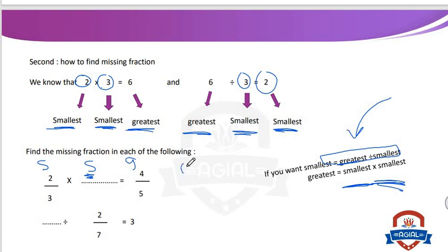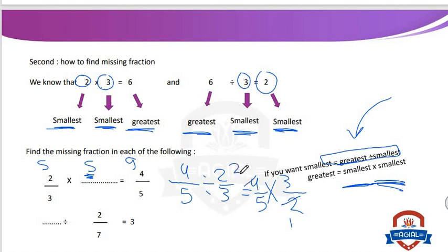So to find this fraction, we use the greatest, 4 over 5, divided by the smallest, 2 over 3. Okay? Leave, exchange, flip. So 4 over 5 stays, exchange becomes multiply, flip 2 over 3 becomes 3 over 2. And 2 divided by 2 equals 1. 4 divided by 2 equals 2. 2 multiplied by 3 equals 6. And 1 by 5 equals 5. So it equals 6 over 5 in the simplest form. So 2 over 3 multiplied by 6 over 5 equals 4 over 5.